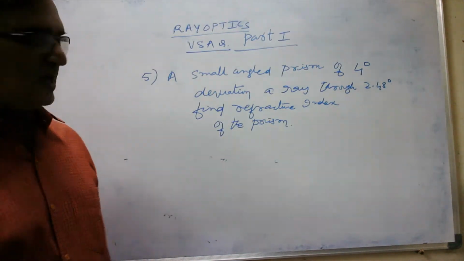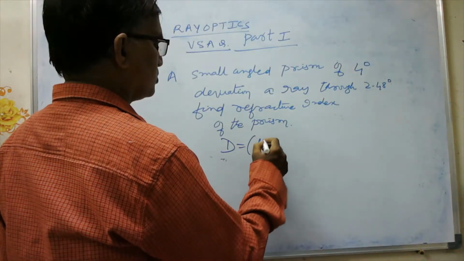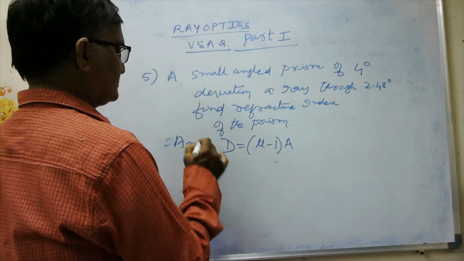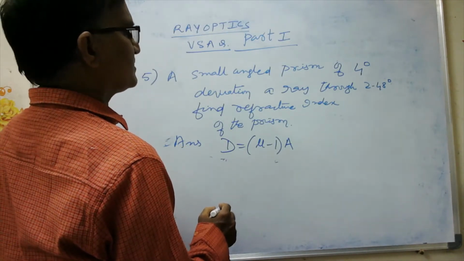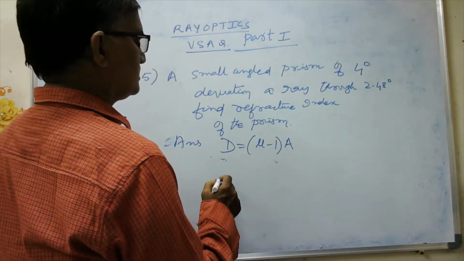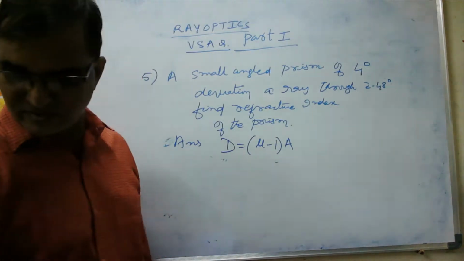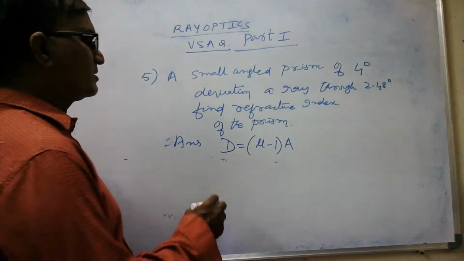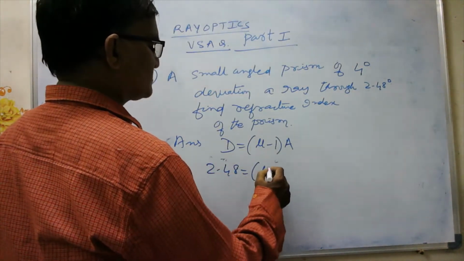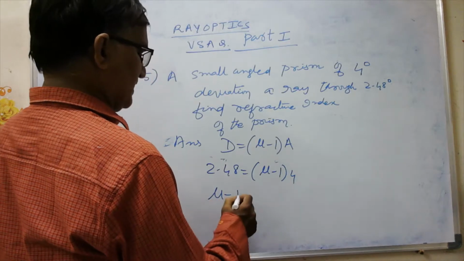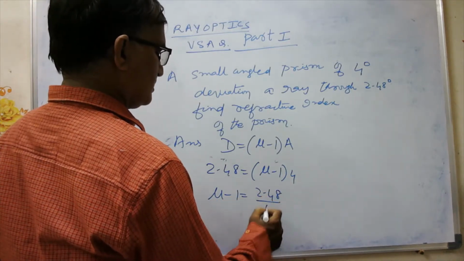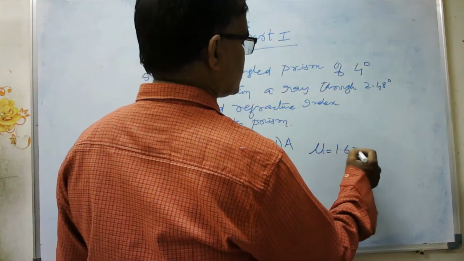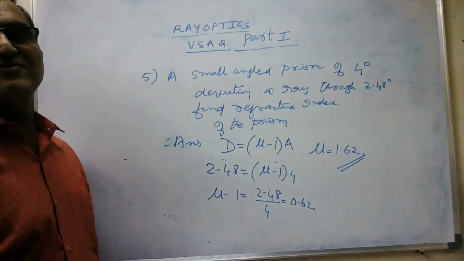See, small angled prism means D is equal to mu minus 1 into A. This is the answer. What is the small angled prism of 4 degrees? Deviation is how much? How much you are getting? 2.48, no? It is 2.48 deviation. Mu minus 1 into A, 4. So mu minus 1 is equal to 2.48 by 4, that is 0.62 you get for this. Mu is equal to 1.62. This is the answer. Mu is equal to 1.62.